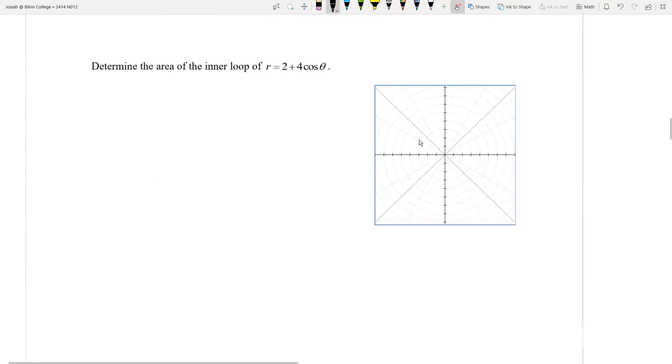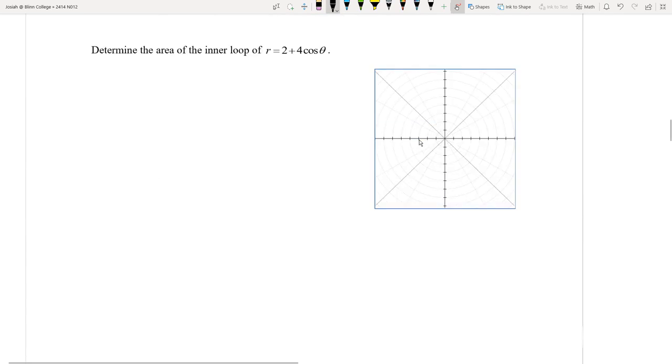All right, so let's go ahead and take a look at an example here. It says determine the area of the inner loop of r equals 2 plus 4 cosine of theta. Obviously, since we're asked to find an inner loop, we know that this should be a limaçon with a loop. So we'll go ahead and graph out what we're looking at here.